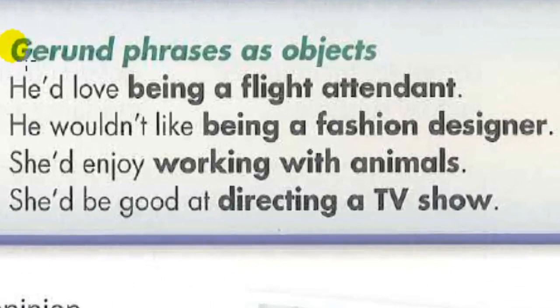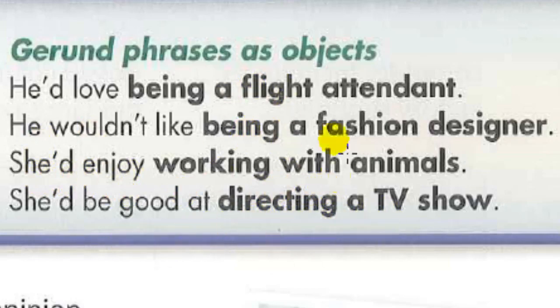Gerund phrases as objects. He'd love being a flight attendant. He wouldn't like being a fashion designer. She'd enjoy working with animals. She'd be good at directing a TV show. Here, the gerund phrase is the object. So here, the object: we have a sentence, subject, verb, object. But this object has a gerund, and gerund means verb plus ing. When I say, for example, he'd love being a flight attendant, he wouldn't like being a fashion designer, he'd enjoy working with animals, he'd be good at directing a TV show.